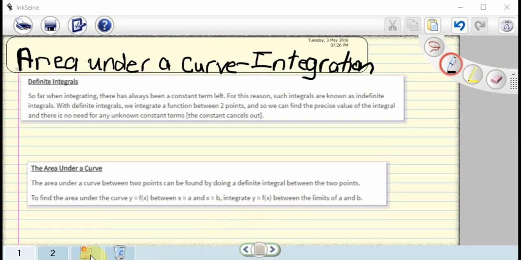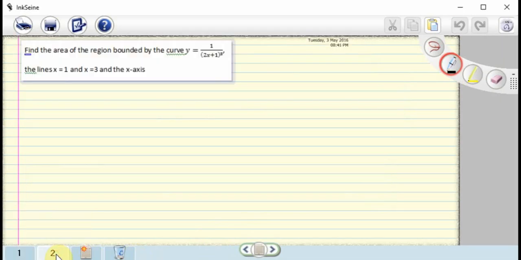Let's look at a question. It says find the area of the region bounded by the curve y equals 1 over (2x plus 1) cubed, the lines x equals 1 and x equals 3, and the x-axis. So the curve is bounded by the lines x equals 1, x equals 3 and the x-axis. We are asked to find the area of the region bounded by this curve.